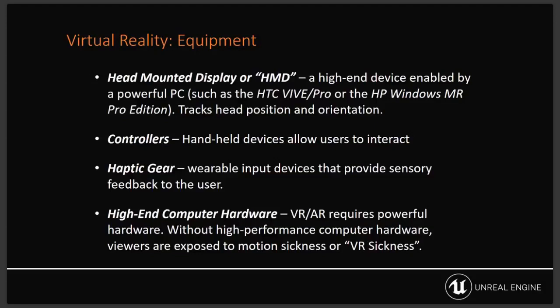So, haptic gear. Haptic gear is this idea of wearable input devices that provide sensory feedback to the user. Now, a lot of the motion controllers that we see with head-mounted displays are haptic in the sense that you'll get vibration or you'll get this force feedback that will tell you something that may be happening with the experience that you're having within your virtual reality experience.